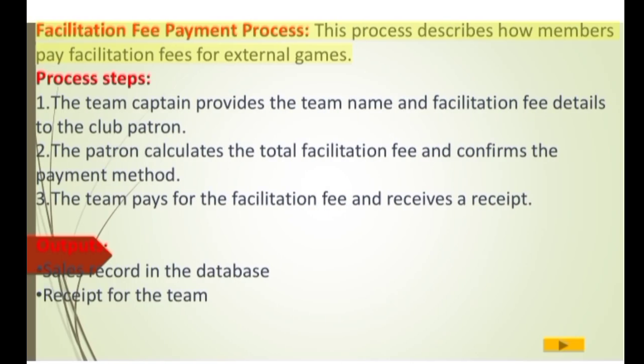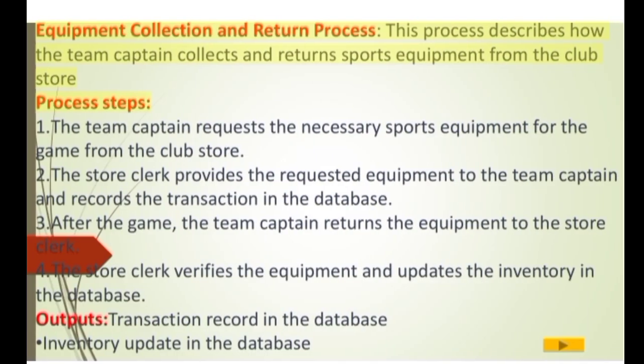Facilitation fee payment process. This process describes how members pay facilitation fees for external games. Process steps. 1. The team captain provides the team name and facilitation fee details to the club patron. 2. The patron calculates the total facilitation fee and confirms the payment method. 3. The team pays for the facilitation fee and receives a receipt. Outputs. Sales record in the database. Receipt for the team.